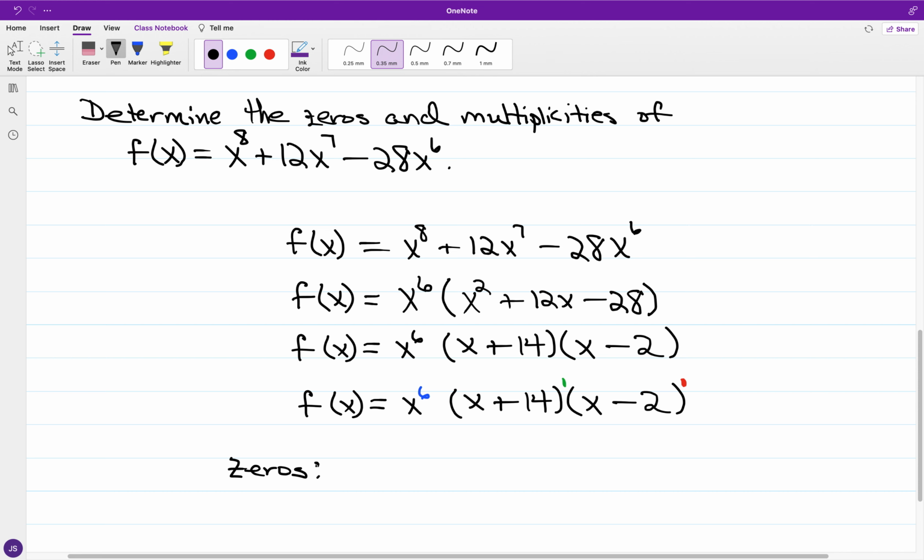the first factor again is x, and I've already set x equal to 0, so we already have 0, and since x is to the 6th order, we have that multiplicity to be at 6. For x plus 14, if x plus 14 is equal to 0, we have that x is equal to negative 14. And since the corresponding factor is raised to the 1st, that multiplicity is at 1.